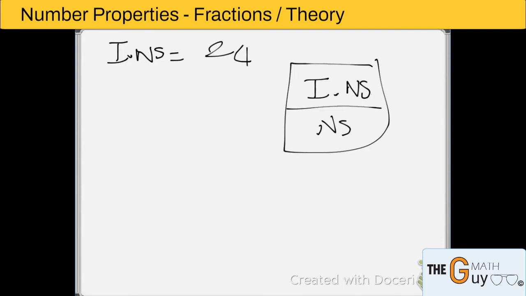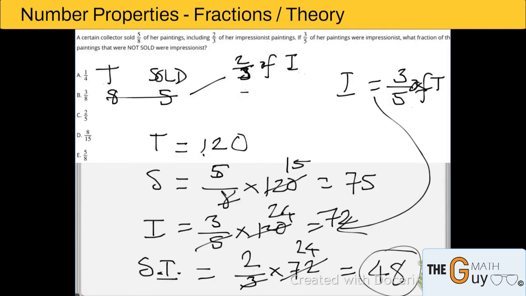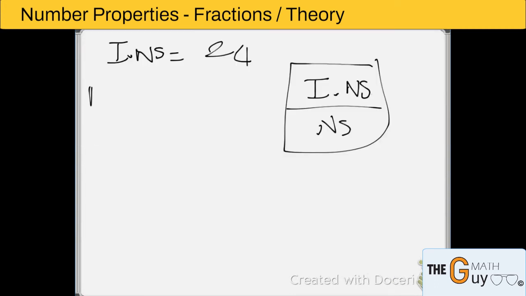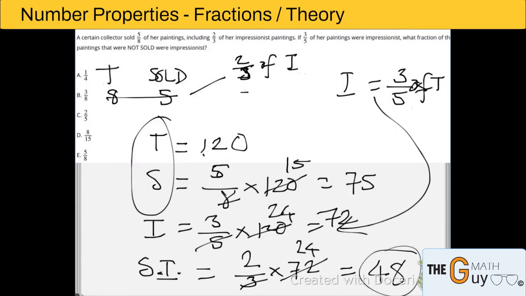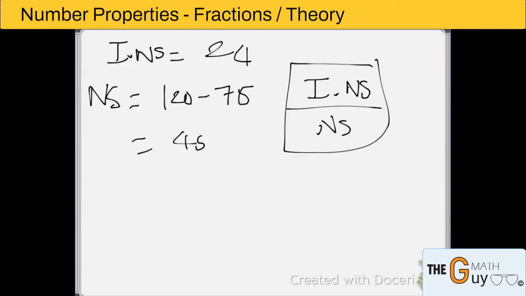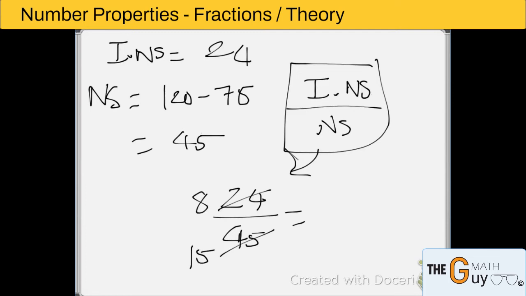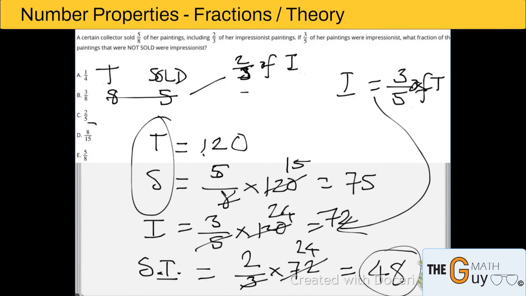So I have that the numerator is 24. How many are not sold? I just have to do total minus the sold. Not sold is 120 minus 75, right? And that is 45. Great. So this fraction becomes 24 over 45. If you divide by 3, you get 8 over 15. 8 over 15 should be the answer. And that is it. D is the answer.